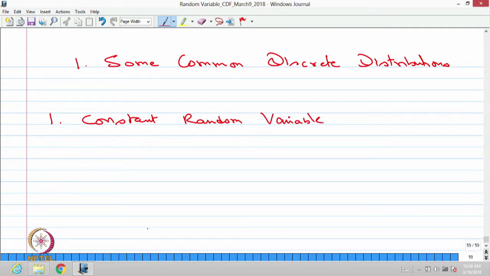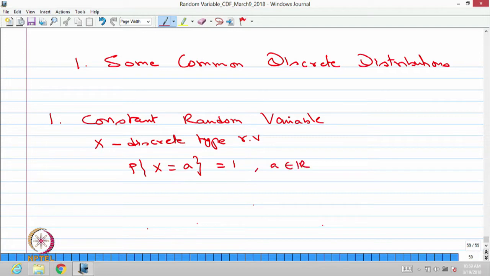A random variable X, a discrete type random variable, is said to be a constant random variable whenever the probability mass function of that random variable X takes one single value a with probability 1. a can be any real number. That means the whole unit mass is accumulated at the point x equal to a.